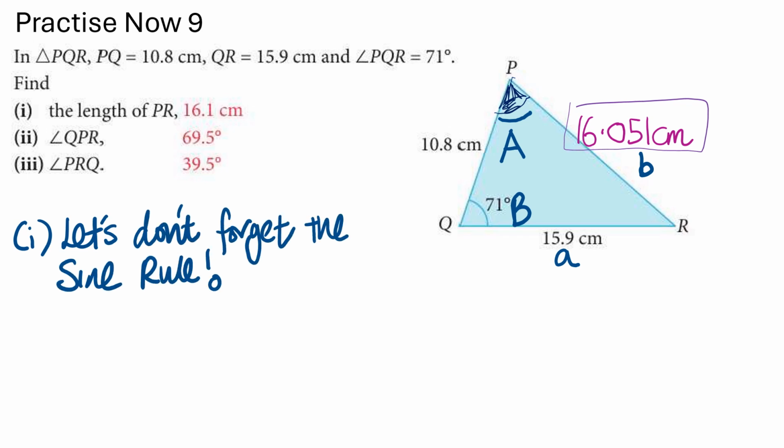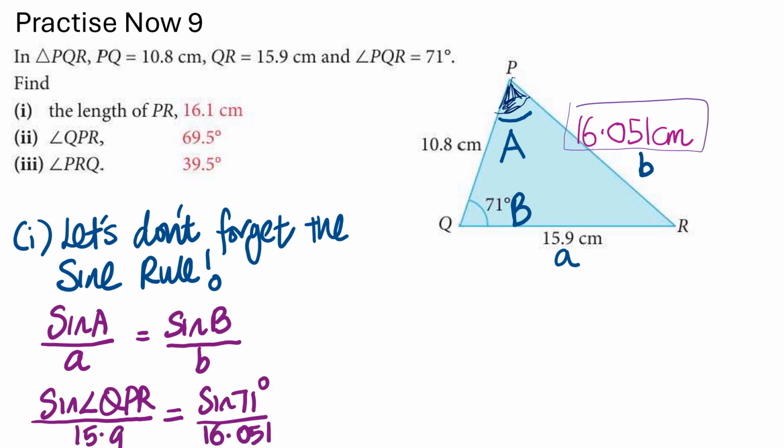Don't forget the sine rule. Here we have to apply the sine rule. We're going to use sine A over A equals sine B over B, and then plug in the actual labels, where sine A is angle QPR. If you've forgotten how to do the sine rule, refer to my earlier video. The next step is to do a cross multiply.